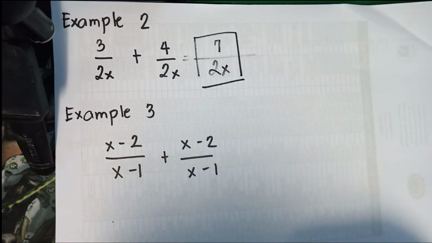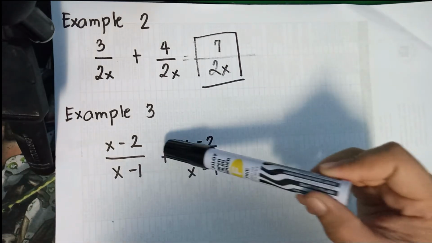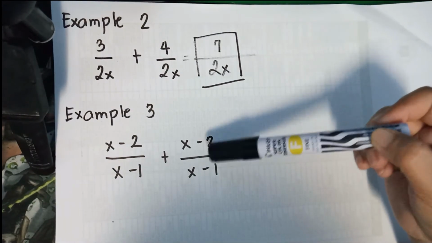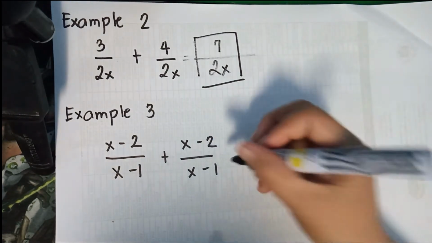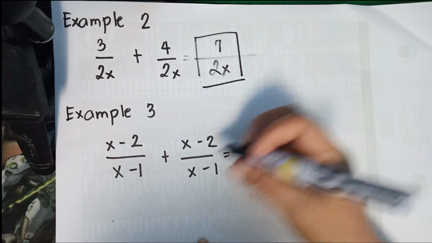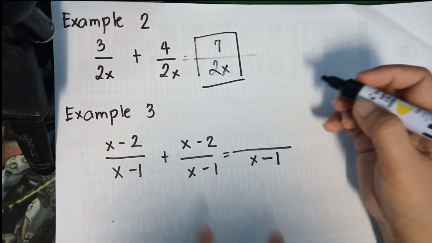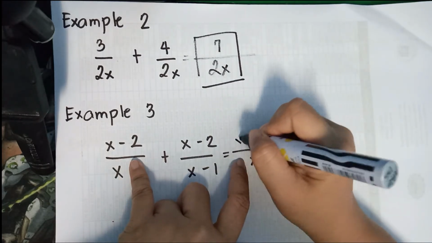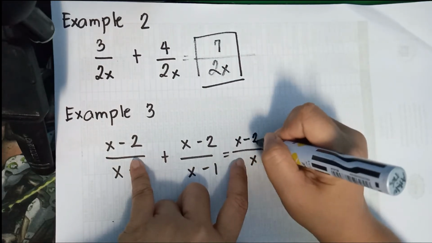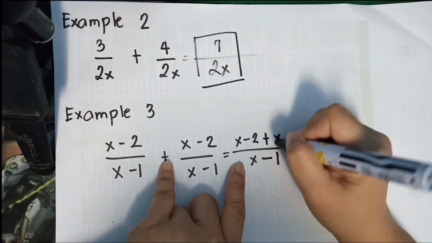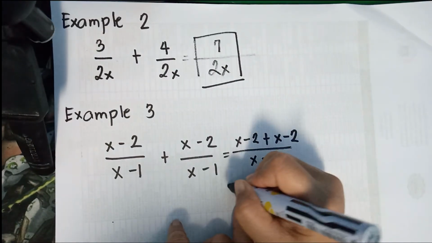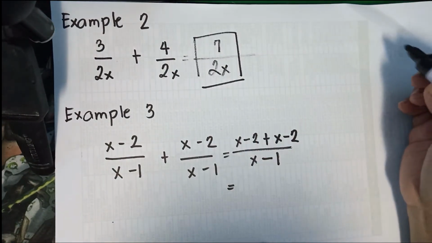Example number 3. x minus 2 over x minus 1 plus x minus 2 over x minus 1. Since they have the same denominator, which is x minus 1, just copy the denominator and add the numerators. x minus 2 plus x minus 2. Next, we will simplify by combining like terms.